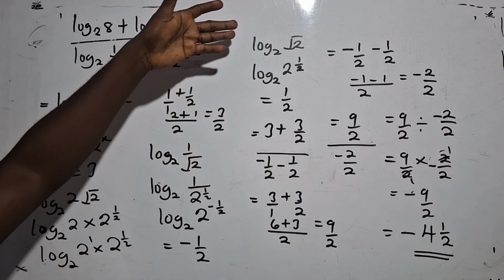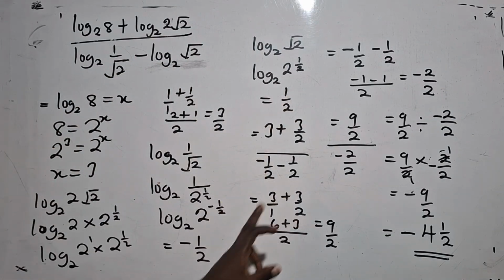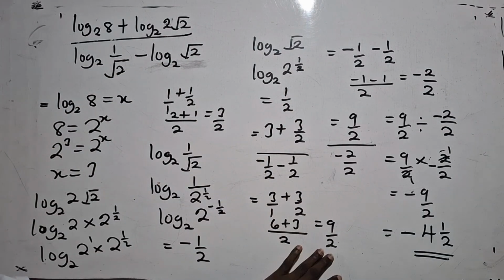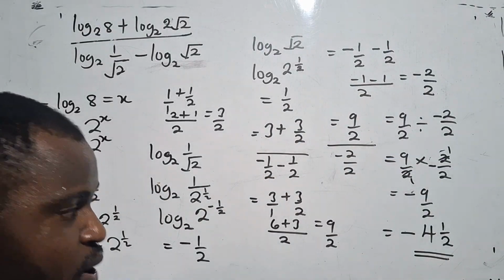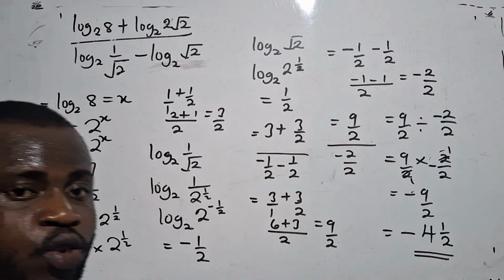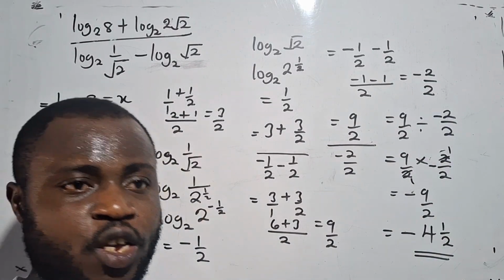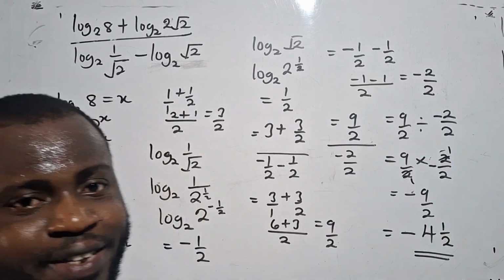Then I expressed this one too. Then I got 1 on 2. I added the fractions on top. Then I came to add. Then I got my final answer. Then I divided. Then I arrived at negative 4 1 on 2. So this is how division of fraction is solved, and these are past questions that I selected to make you understand.